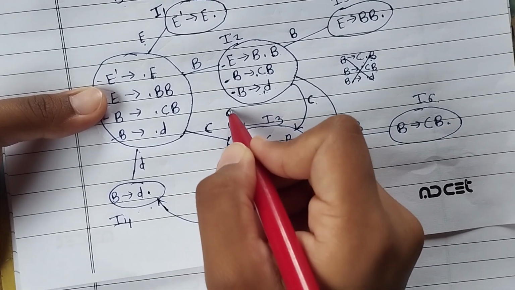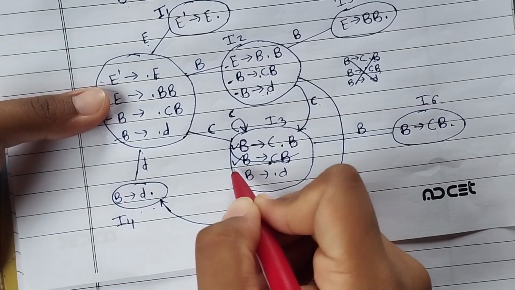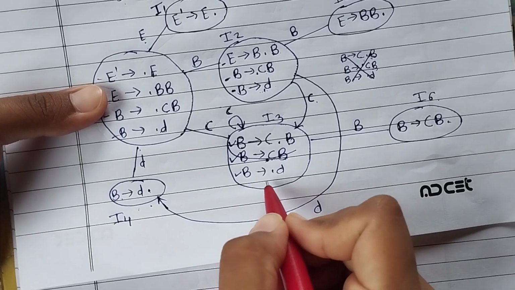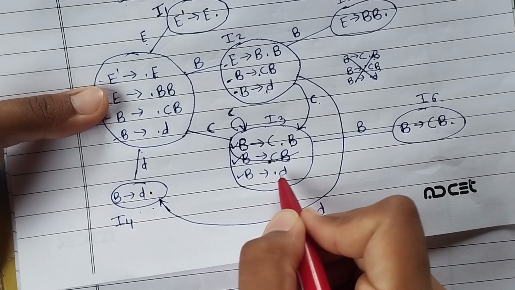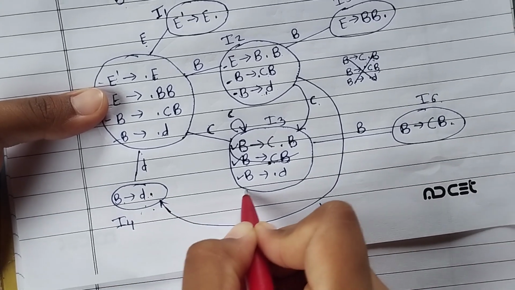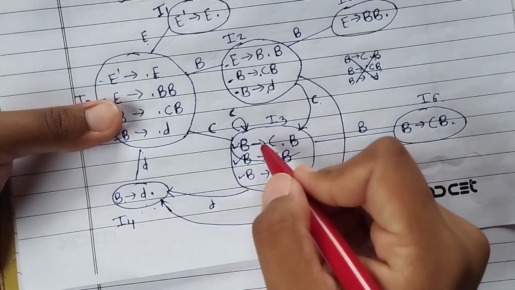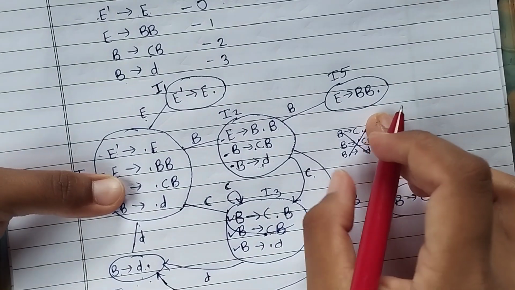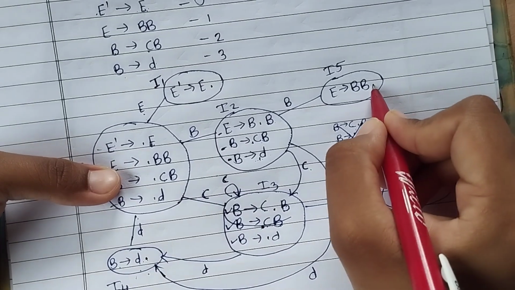So we create the loop here, and now we visited here also. Now we come here, so B reads D dot. Same condition here: if we want to change this dot, then B reads D dot, which is already present here, so we only shift the arrow with respect to D. So all the conditions are now completed. Now here, the next state is also already completed because the dot is present at the end.